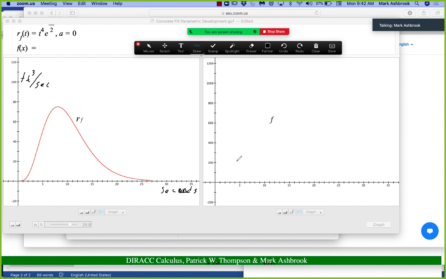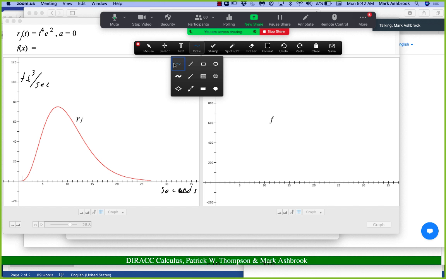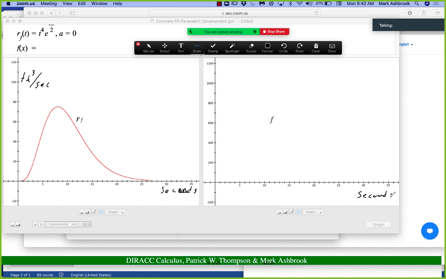So I want to know, how much concrete do I have at x seconds? So this is also seconds here. And I want to write a function that gives me how much concrete has been poured. So before we write that function, what in general would this graph look like?